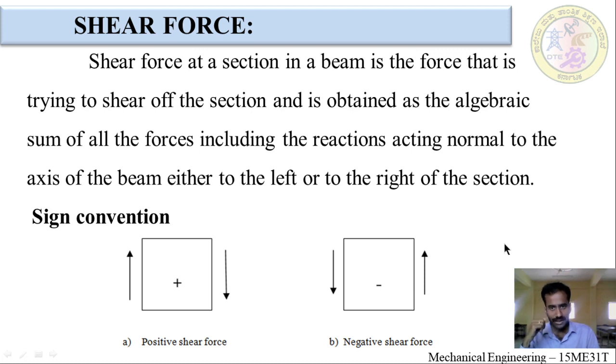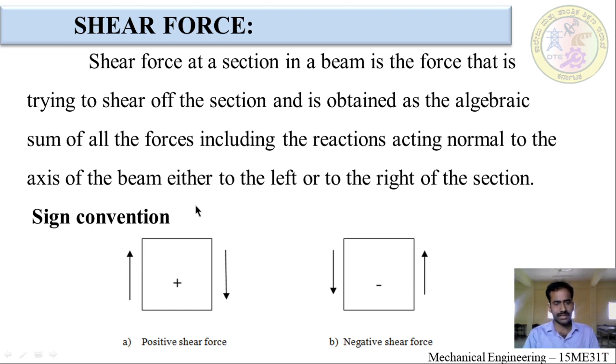So shear force can be defined as the algebraic sum of all the forces including the reactions acting normal, meaning perpendicular, to the axis of the beam, which can be considered on only one side, either on the left or on the right side of the section. The shear force has a sign convention.